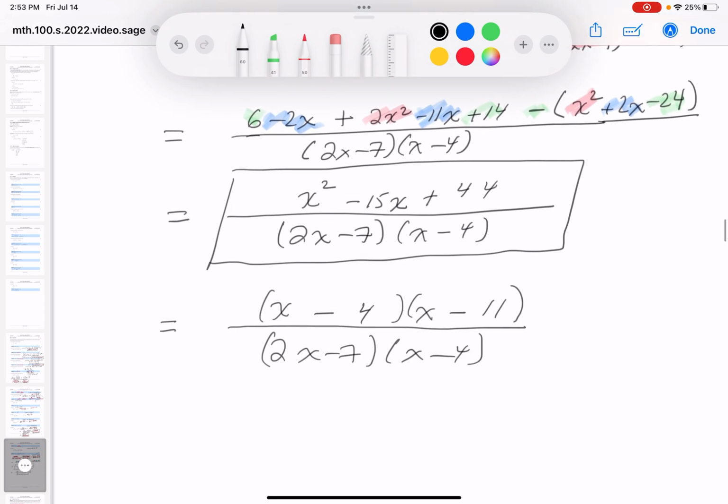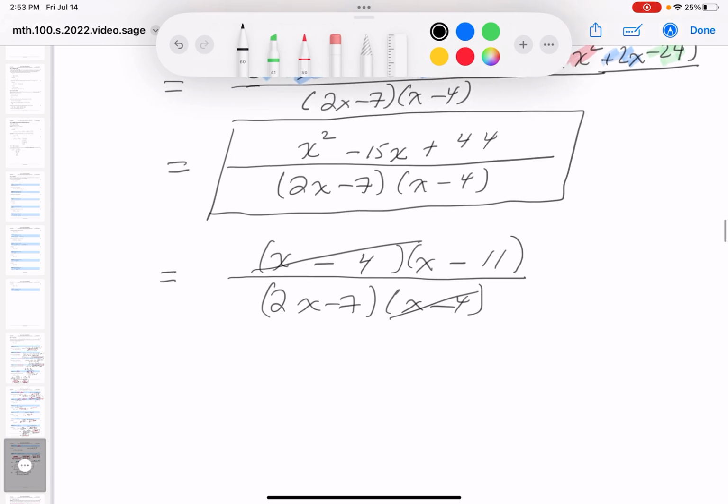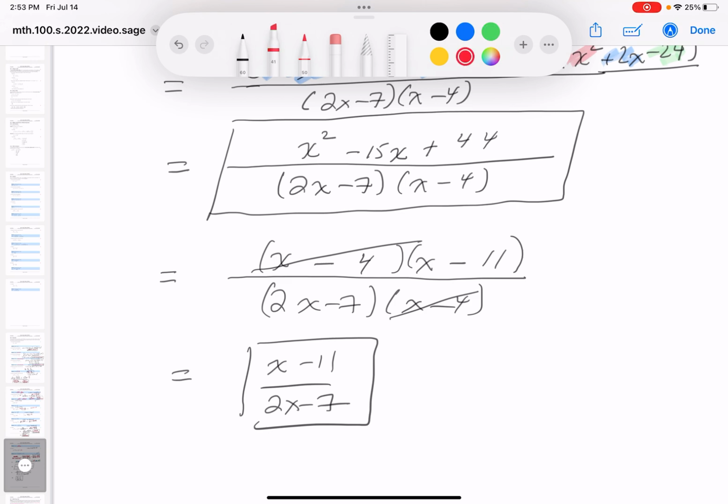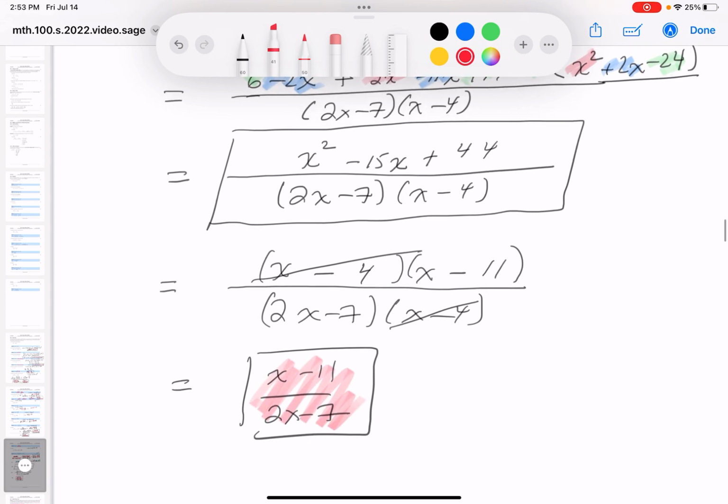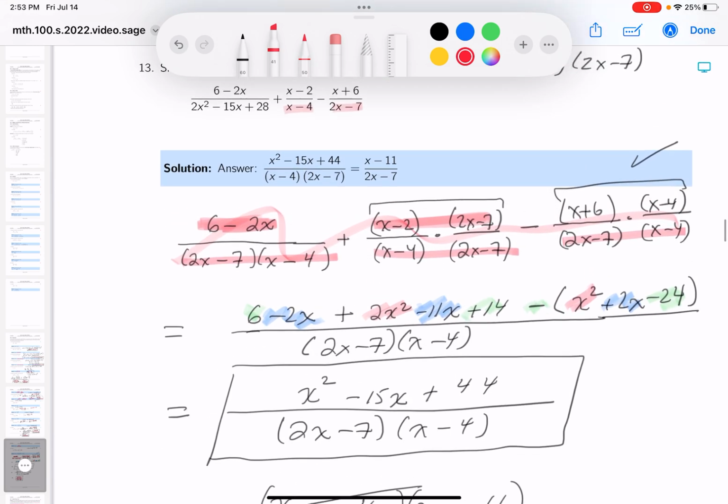Then what I'm noticing is that there is a conditional cancellation in the problem. Provided x isn't 4, this is going to be true. What do you get over here? x minus 11 over 2x minus 7. Now, I would be ecstatic if a student put that down. But anyway, let me get my grade key out, and this is the answer I'd like to see. And let's see if I see that. And I do: x minus 11 over 2x minus 7.